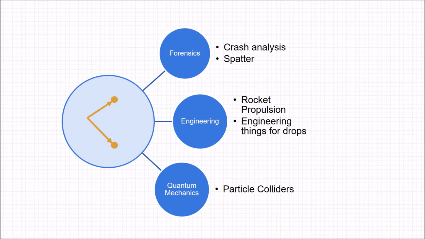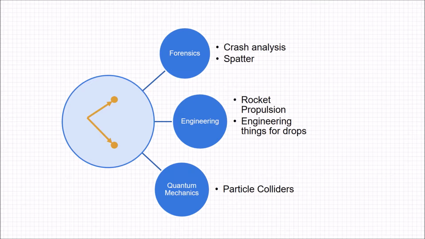So this is important. Conservation of momentum at angles is important for forensics. You can analyze car crashes. You can analyze spatter because of conservation of momentum. It's important for engineering. Rockets, again, we need to know how fast the rocket fuel is leaving the rockets, so that we can know how fast our rockets are accelerating.